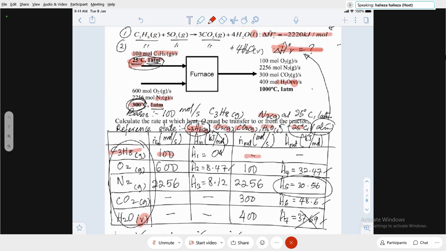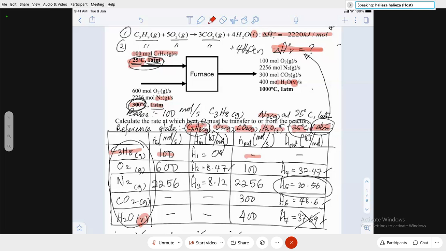Your reference state is at the same temperature, 25 degrees C and 1 atm. That's the same. It's just that your component propane is listed as the reference state, your carbon dioxide is listed as the reference state, and your water is listed as the reference state. It could be vapor, it could be liquid. I pointed that out yesterday.